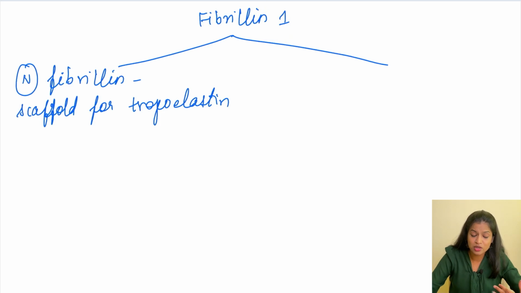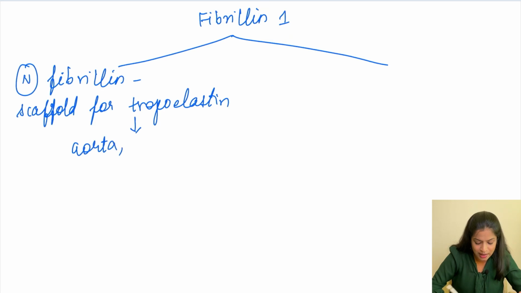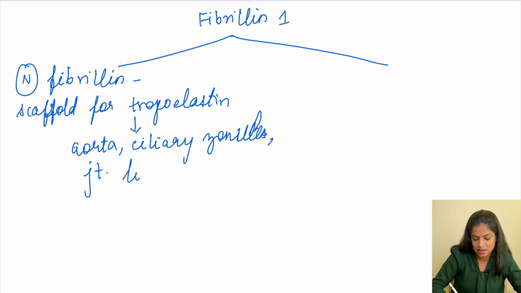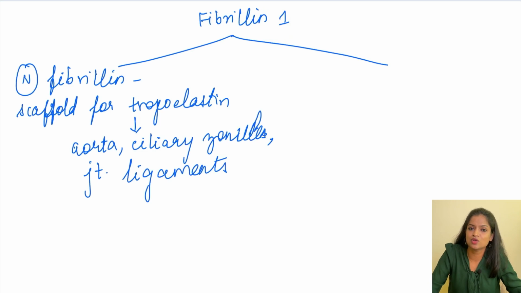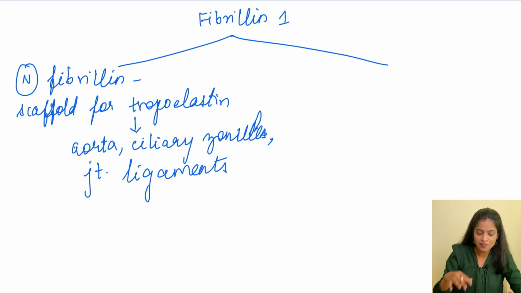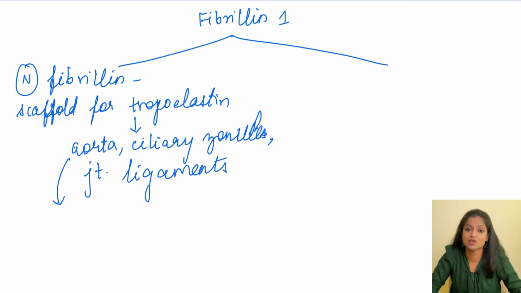And what is important about this tropoelastin is that when elastic fibers are not being formed properly, it is going to cause various defects. Usually, elastin is going to be concentrated mainly in the aorta, the vessel walls mainly, then in the ciliary zonules of the lens. So the ciliary zonules of the lens again have these elastin fibers, and then the joint ligaments. So all of these are mainly composed of elastin fibers. So when this abnormal fibrillin is not able to form the proper elastin, what happens? There is going to be a defect in the aorta, ciliary zonules and the joint ligaments. So this is what is going to lead to the clinical features of Marfan syndrome.